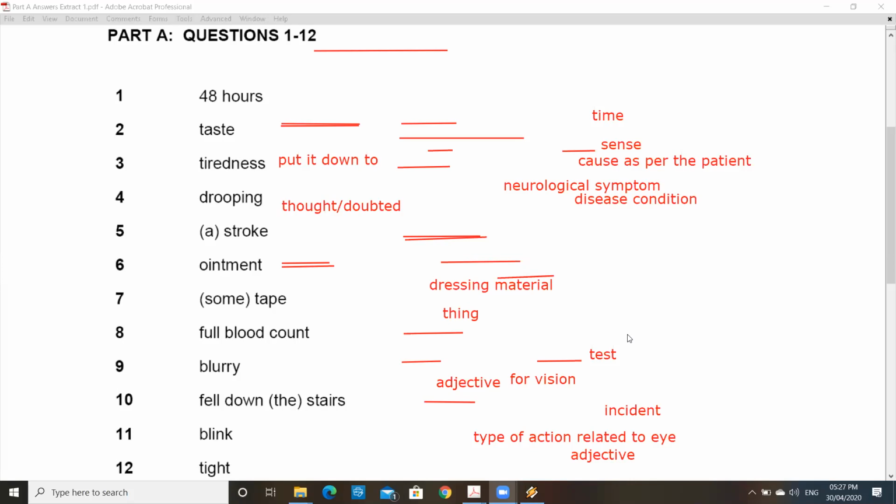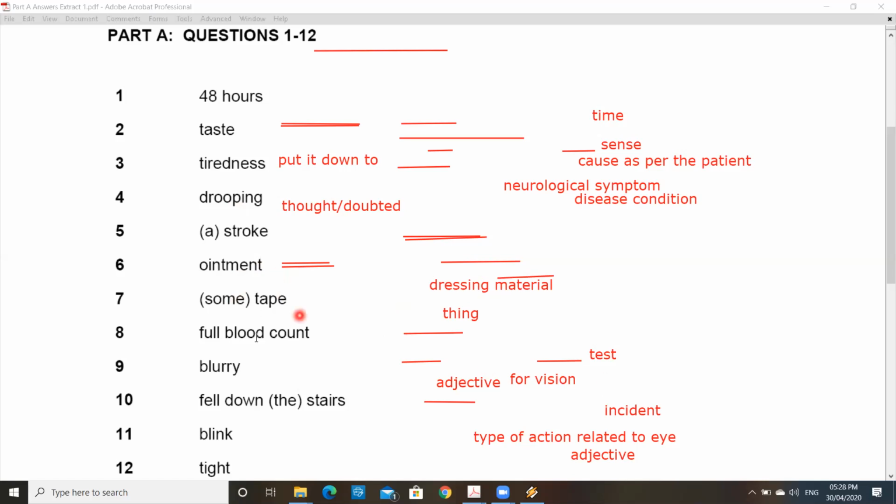So here are the answers. You can match your answers with this. The words that are written in the bracket are optional. So even if you have not written those words, you can still consider your answer as correct. Right? So see, we predicted time. So it says 48 hours. Sense of taste was lost. She said, I put it down to tiredness. Then the symptom was drooping, stroke, ointment, tape.